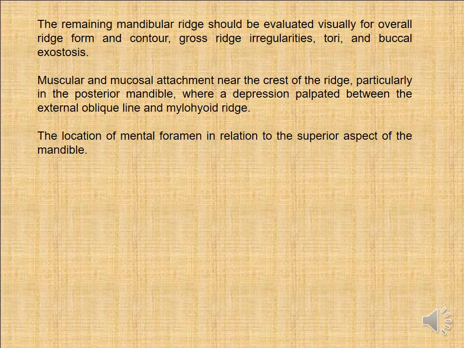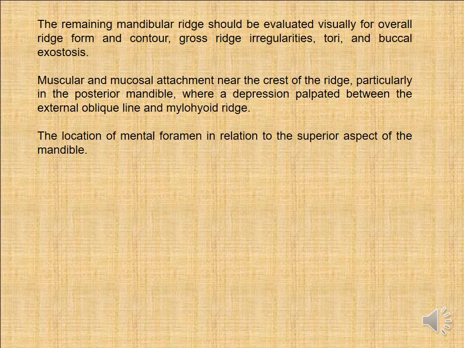The mandibular ridge, the remaining mandibular ridge, should be evaluated visually for overall ridge form and contour, gross ridge irregularities, tori, and buccal exostosis. Any abnormality in the ridge must be relieved: if there is severe undercut, if there is irregularity, if there is a knife edge, if there are tori on the lingual side of the mandible, or if there are exostoses in buccal and lingual bone.